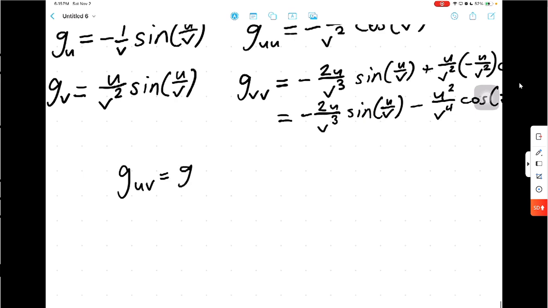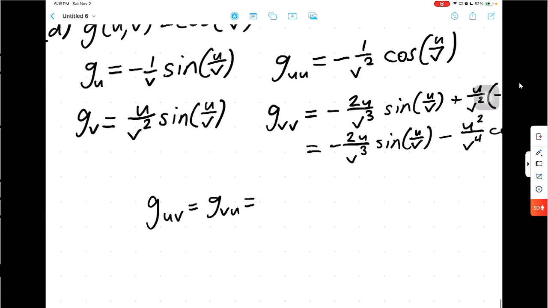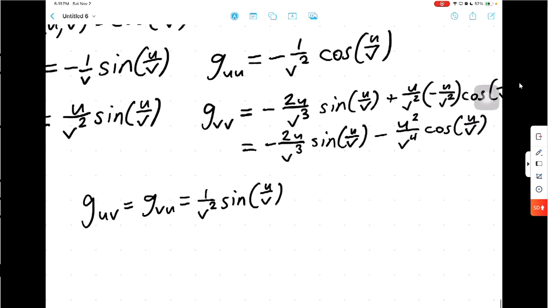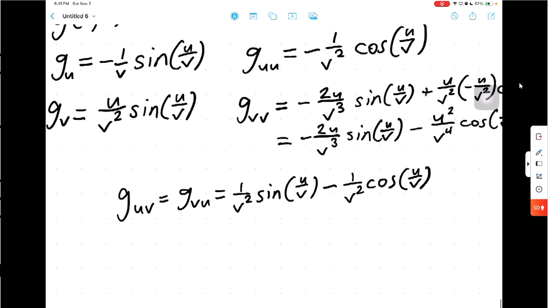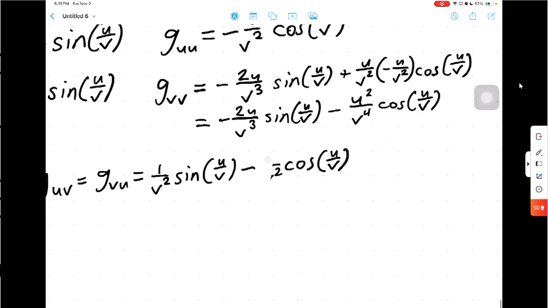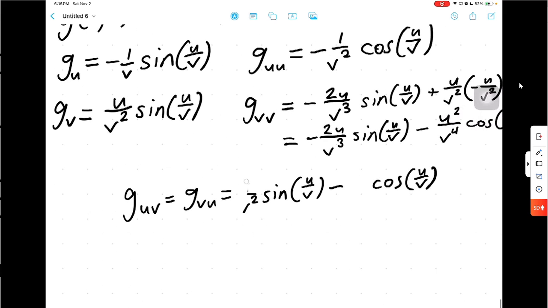Guv is equal to gvu, which is equal to, it's going to be a product rule in both, so I'm just going to take the u. 1 over v squared sine of u over v minus 1 over v squared cosine of u over v. This is again just the cosine and then the chain rule, which is 1 over, that should not, with respect to v, damn it. With respect to v.